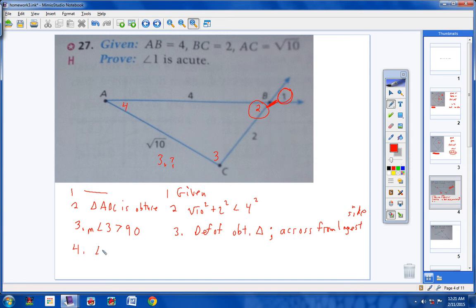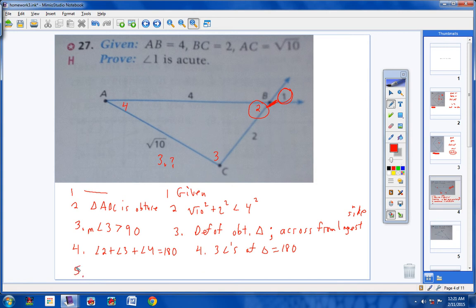Now next I'm going to state that angle 2 plus angle 3 plus angle 4 equals 180. That's the 3 interior angles, 2, 3, and 4. And of course, the reason for that's very obvious: 3 angles of a triangle equal 180. Okay, that's pretty obvious.